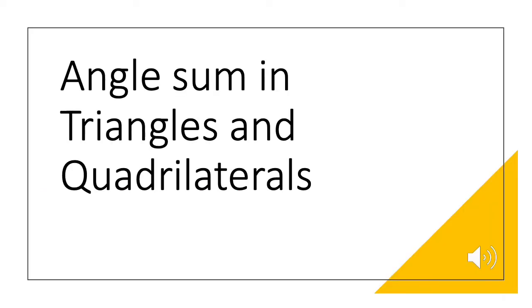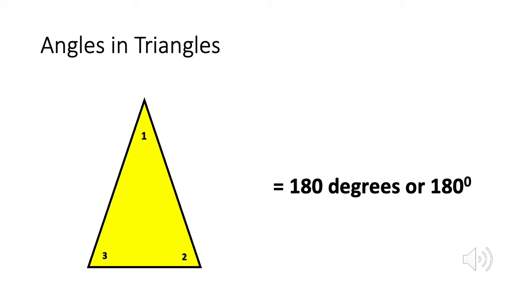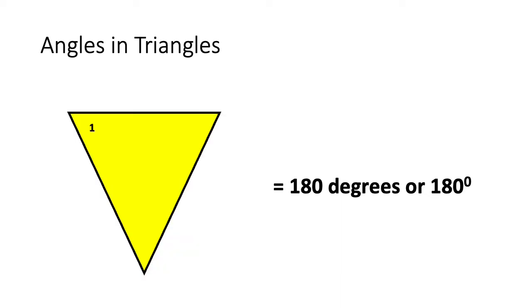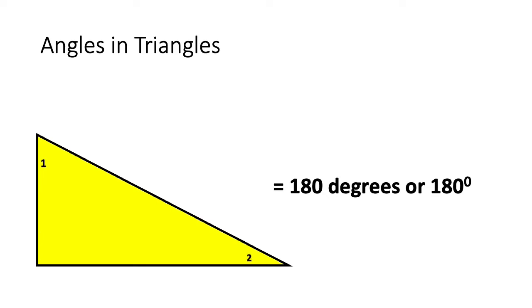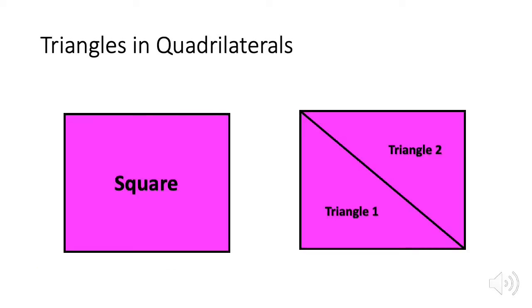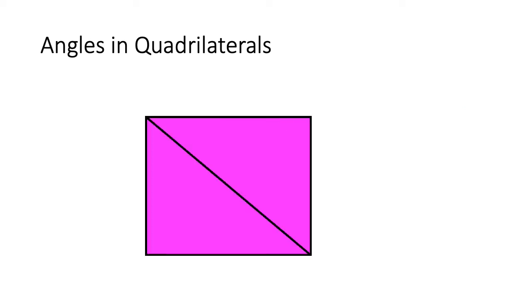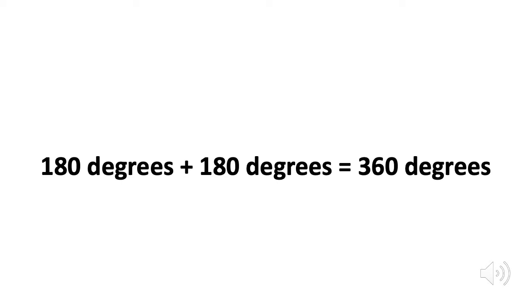Now let's have a look at sums of angles in triangles and quadrilaterals. In a triangle, the 3 angles equal 180 degrees. We can write it with words or with the mathematical symbol. All quadrilaterals, like this square, are made up of 2 triangles. We know that a triangle has 180 degrees for its angles, so 2 triangles equals 360 degrees.